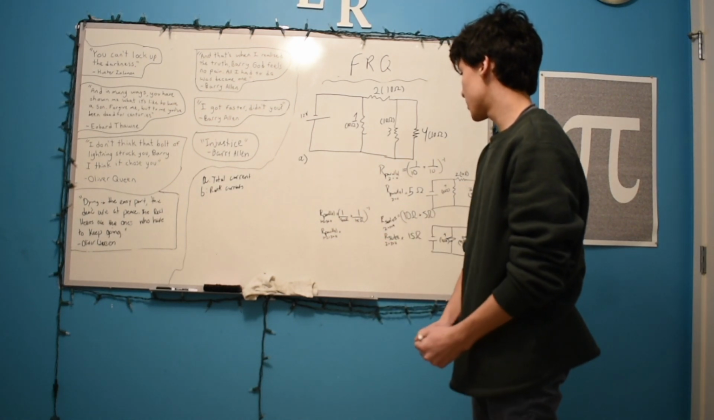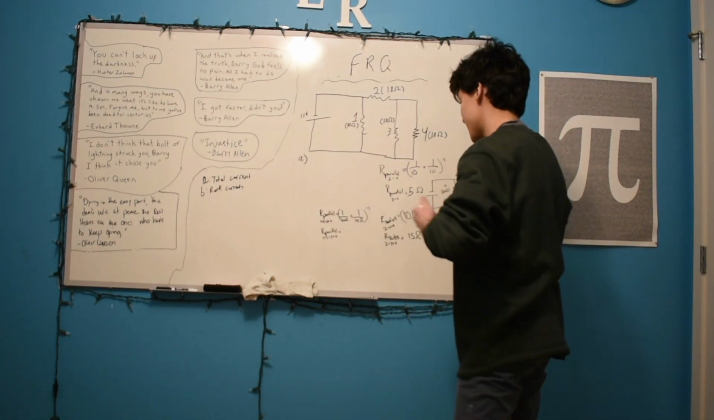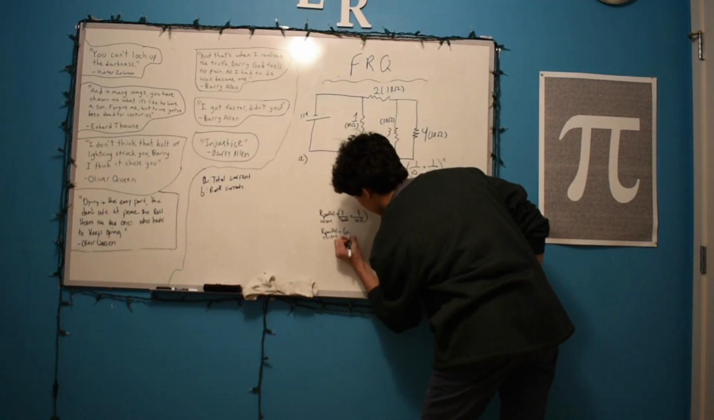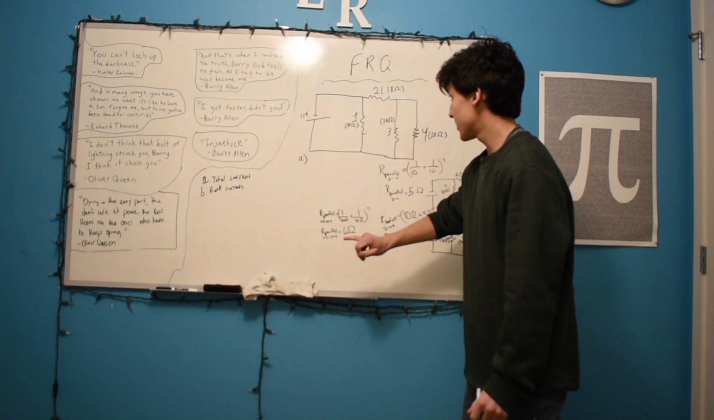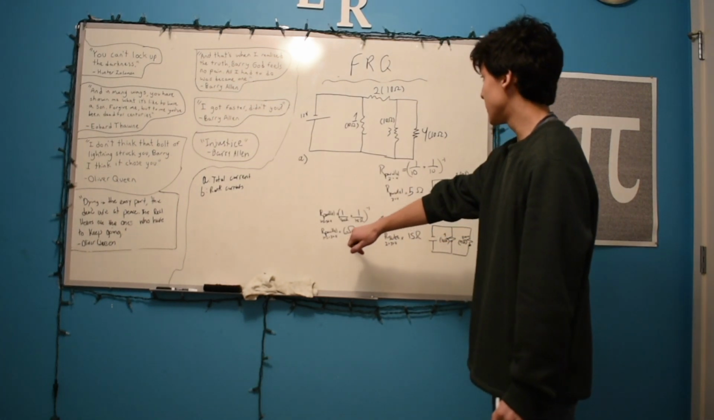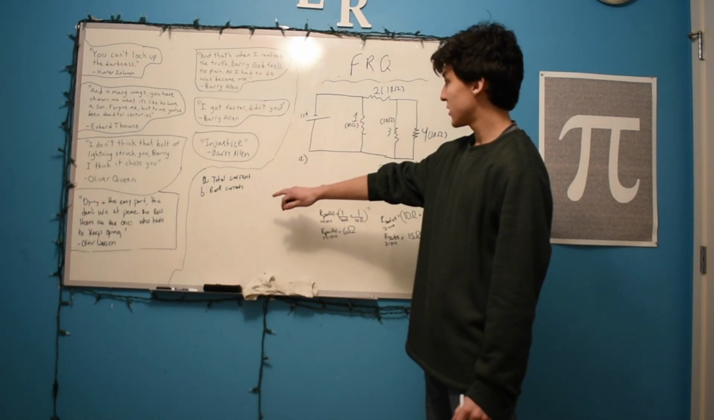35. 1 over 5. Wait, no. 30 over 5, so 6. Yeah. 6 ohms. So, wouldn't that be the total resistance? That's the absolute total. But now you gotta get the current.